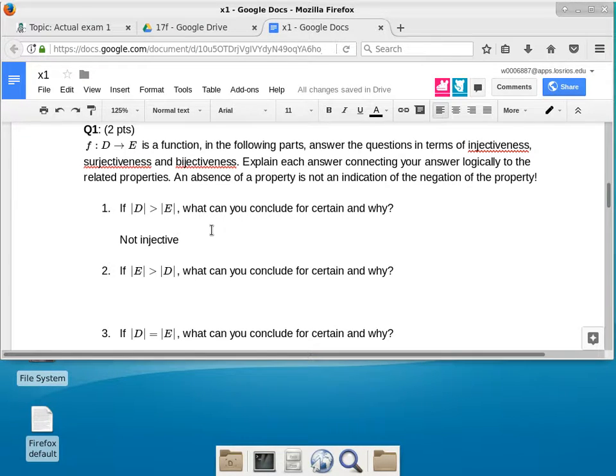Can we say anything about surjectiveness? It can be either way. In other words, whether it's surjective or not cannot be concluded for certain. Okay, so the only thing we can conclude for certain is not injective.